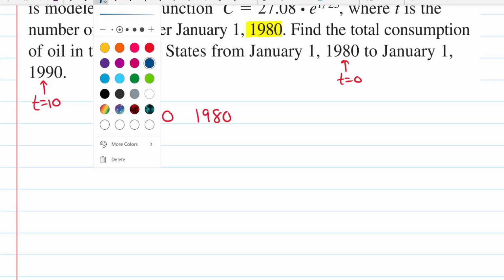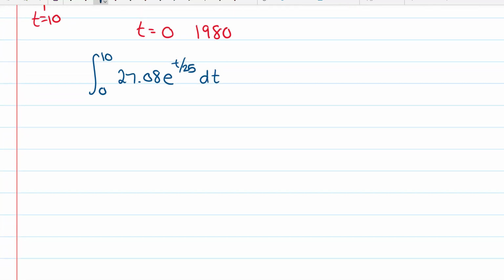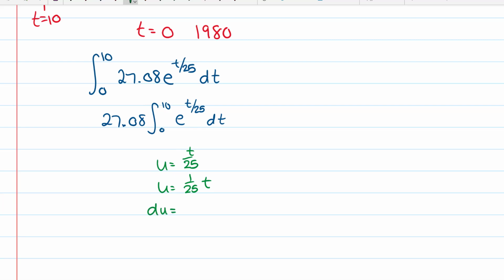Alright, let's see what we got. So we're going to take the integral from 0 to 10, and our formula was 27.08 e to the t over 25 dt. So this becomes 27.08 times the integral from 0 to 10 of e to the t over 25 dt. And we're going to need a u-substitution. So we're going to let u equal t over 25. So u is equal to 1 over 25 times t. So du is equal to 1 over 25 dt. So 25 du is equal to dt.